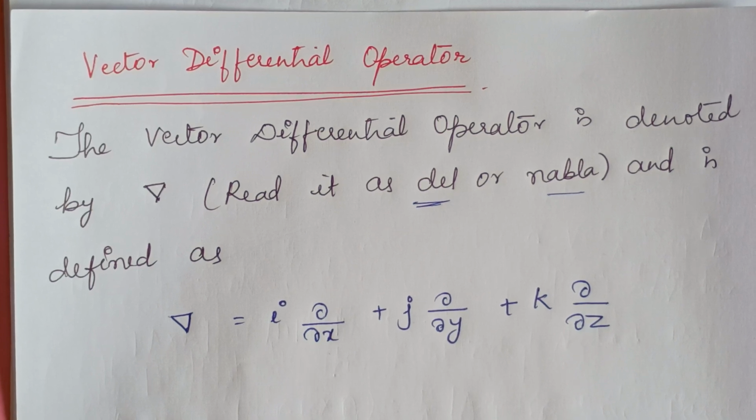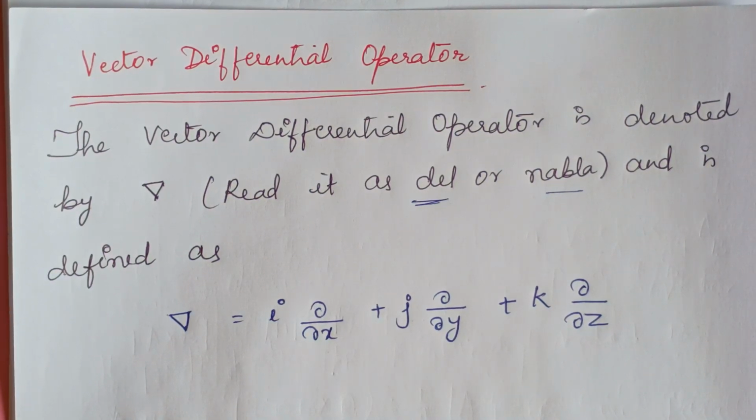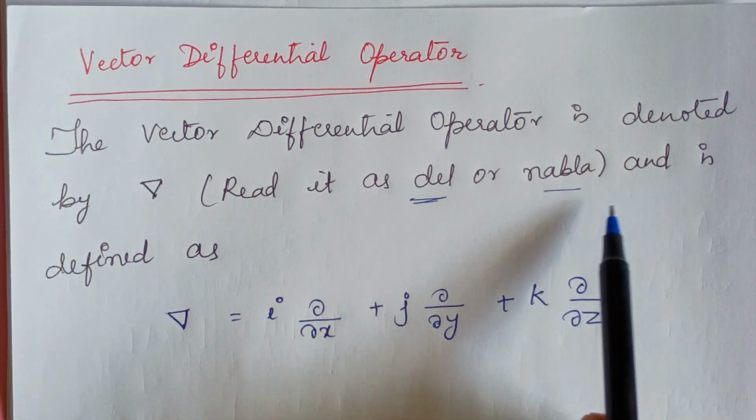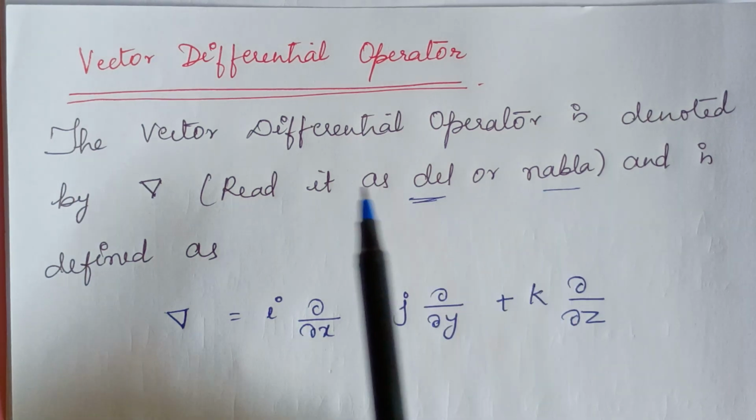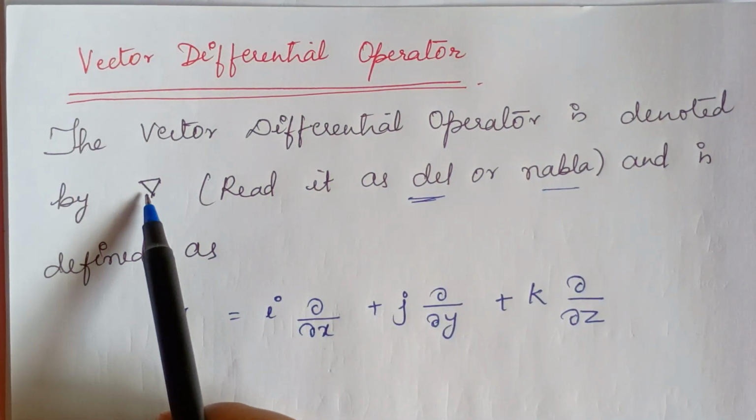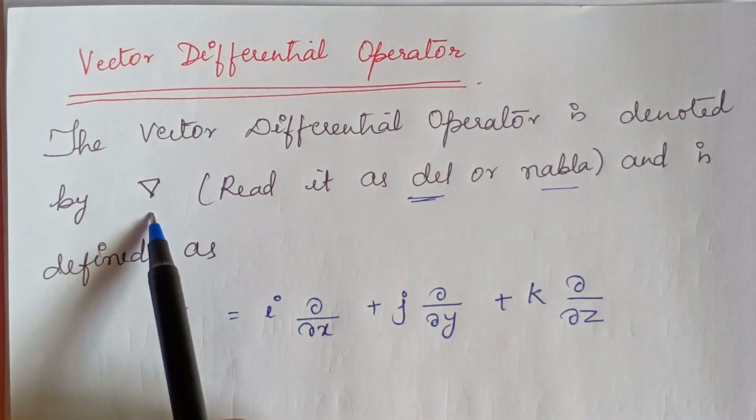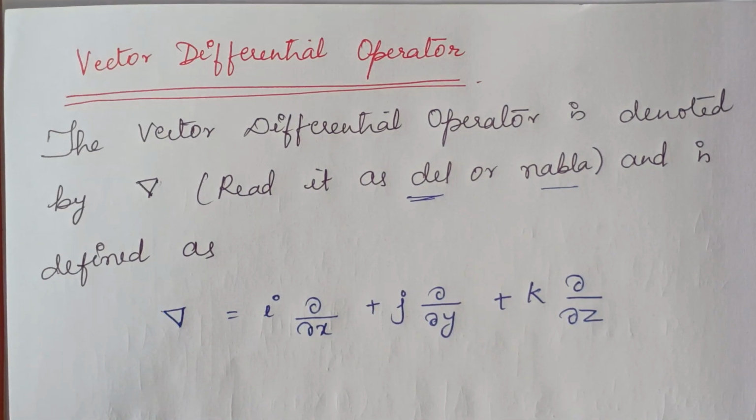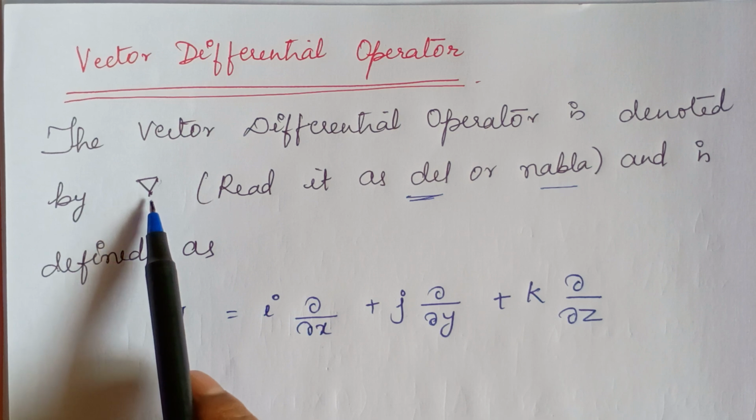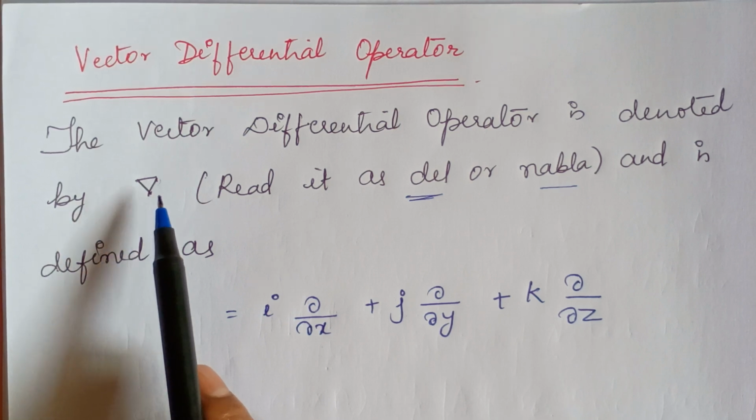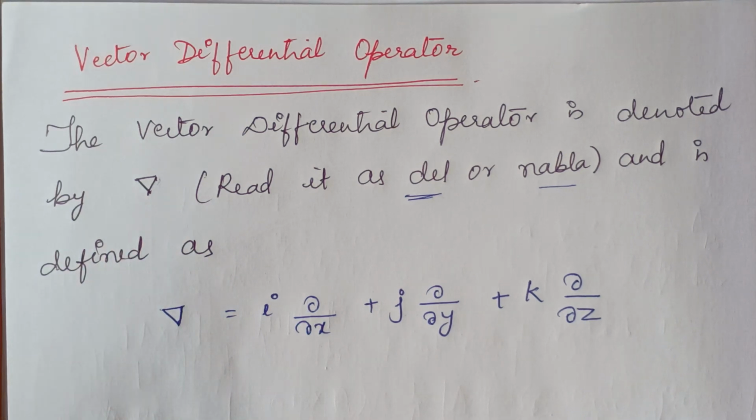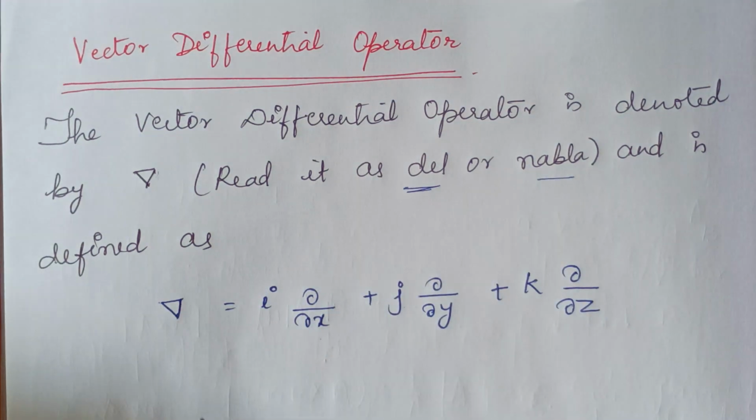In today's video, we are diving into an essential concept in vector calculus, the vector differential operator, also known as del or Nabla, represented by a symbol like this. It looks like an upside down triangle. This is pronounced as del or Nabla. Let's break it down step by step, and we will also look at a real world example to make it crystal clear. Now let's go into the definition.